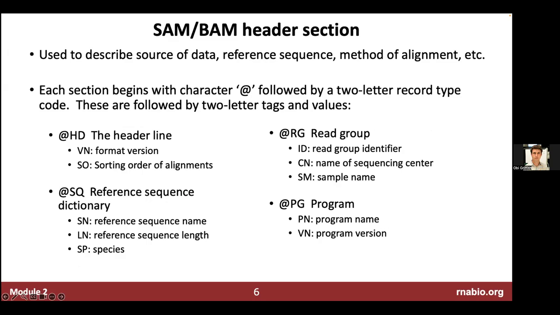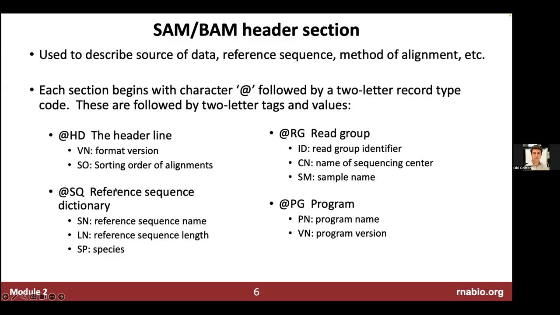So the header section is used to describe the source of the data, the reference sequence. It can also have information about how the reads were actually aligned. And it's broken into these different sections using different headers, which each start with the at character. So, for example, the @HD section has header lines. And this will tell you things about the format version of the BAM file itself. It might have things like the sort order of your alignments.